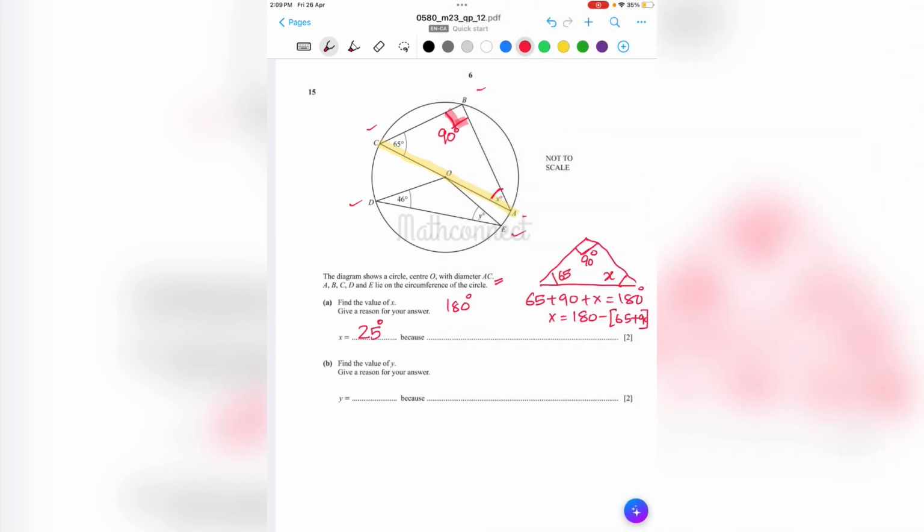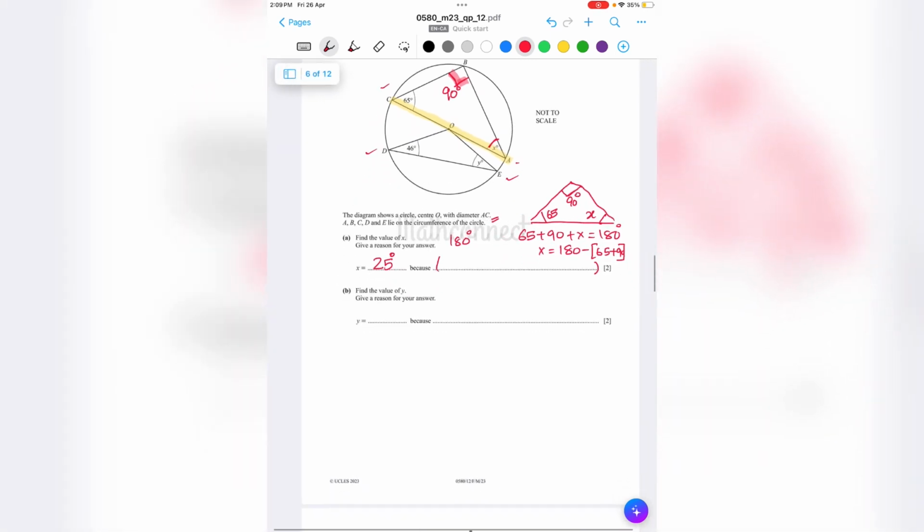So x is 25 degrees, and you can state the reason as: the angle subtended by the diameter of the circle is 90 degrees, and also by using the angle sum property. So you can mention that.